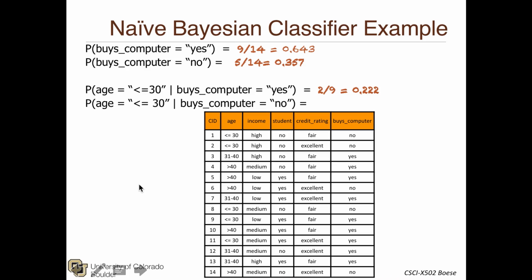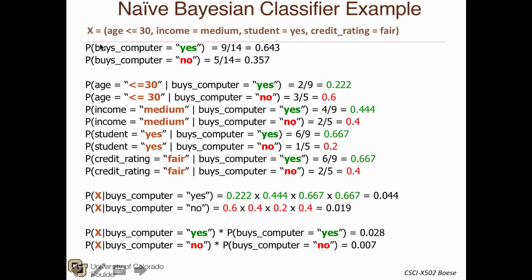Of the ones who bought a computer, there were 9, so how many of them had an age less than or equal to 30? These are age less than or equal to 30. Those are no's. Here's a yes, and here's a yes. So that's 2 out of 9. So we do that again for the second class, which was buys computer equals no, and then we go through all the variants here.